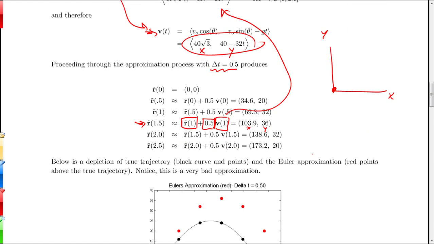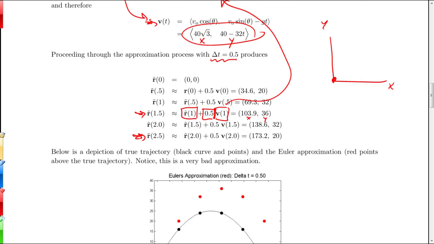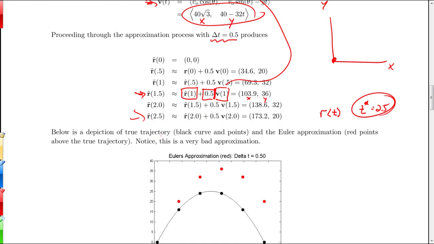And I keep going. When we used the r of t that was valid for all t, we found that t star is 2.5. That's when it hit the ground. So that's why we're stopping at 2.5. And so here's the thing.